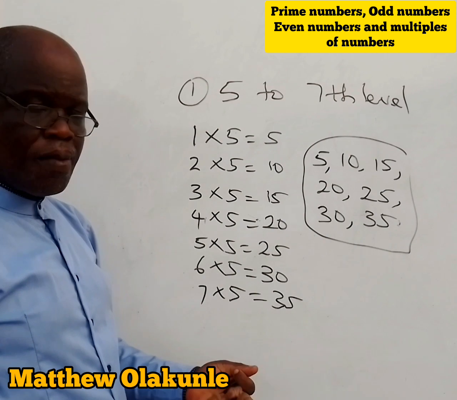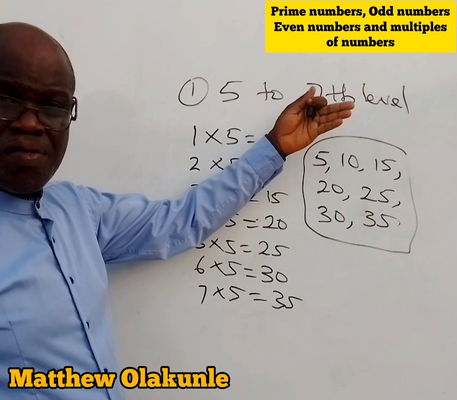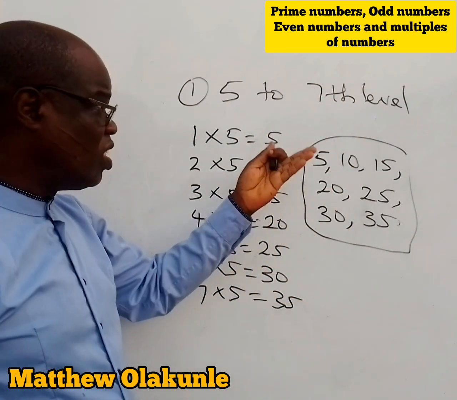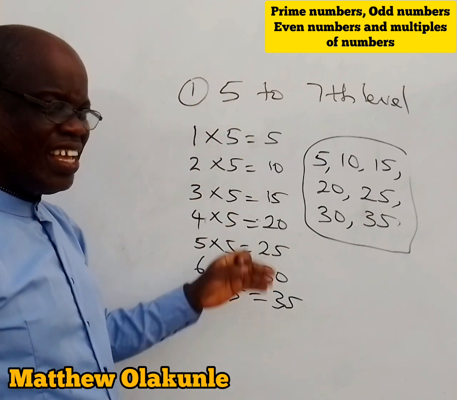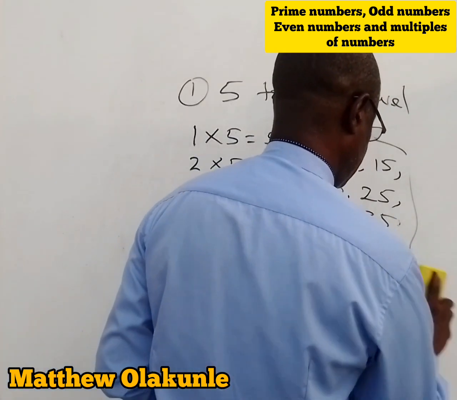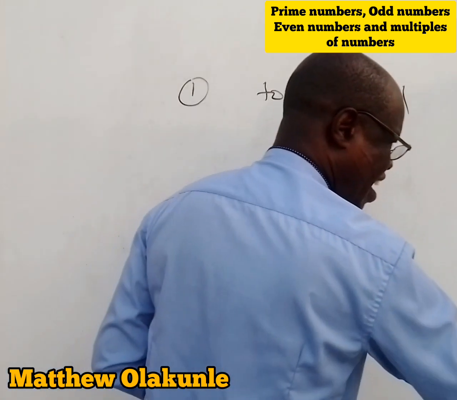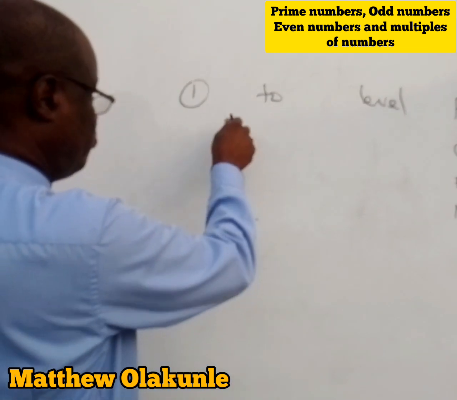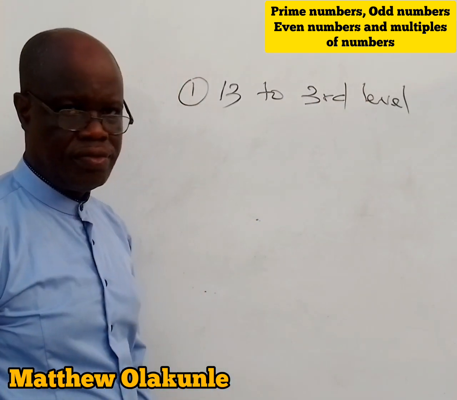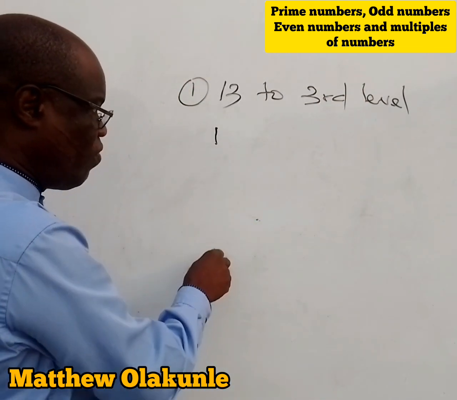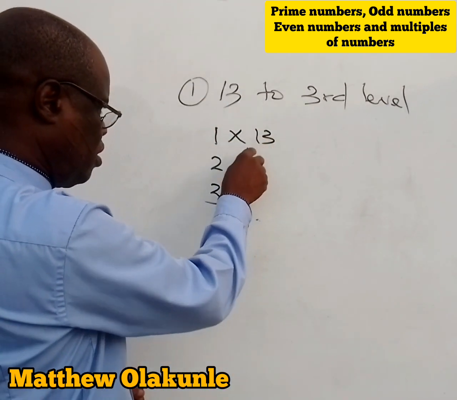The one we normally put at the back of our notebook is always to the 12th level, or sometimes more than 12th level, up to 20th level. So that is how to get multiples of numbers. Now let's look at one more example. Suppose we are asked to get multiples of 13 to the 3rd level. Which means they only ask you for levels 1, 2, and 3. Then you begin to multiply by 13.